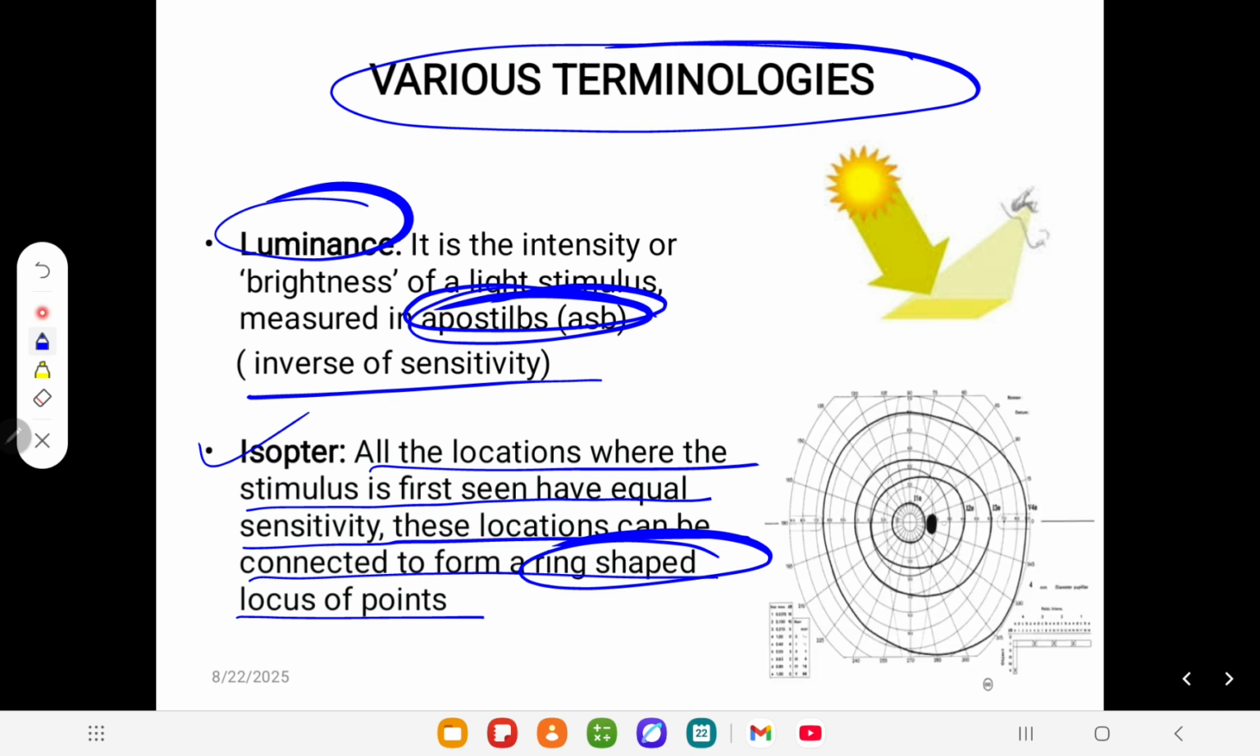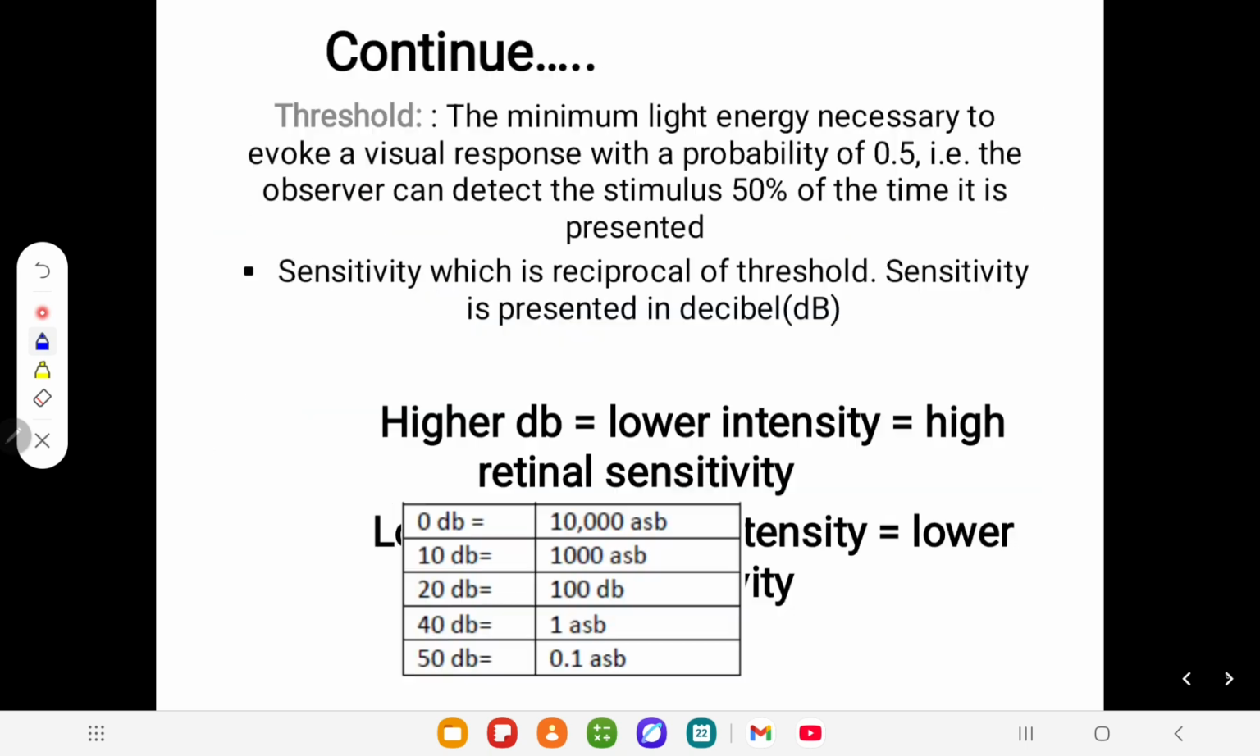Okay, in this presentation, see this black ring has equal sensitivity around it. For example, this ring has equal sensitivity at all the points, and that's what we call isopters. So now threshold, I'll move to threshold again and again, but just remember one thing.